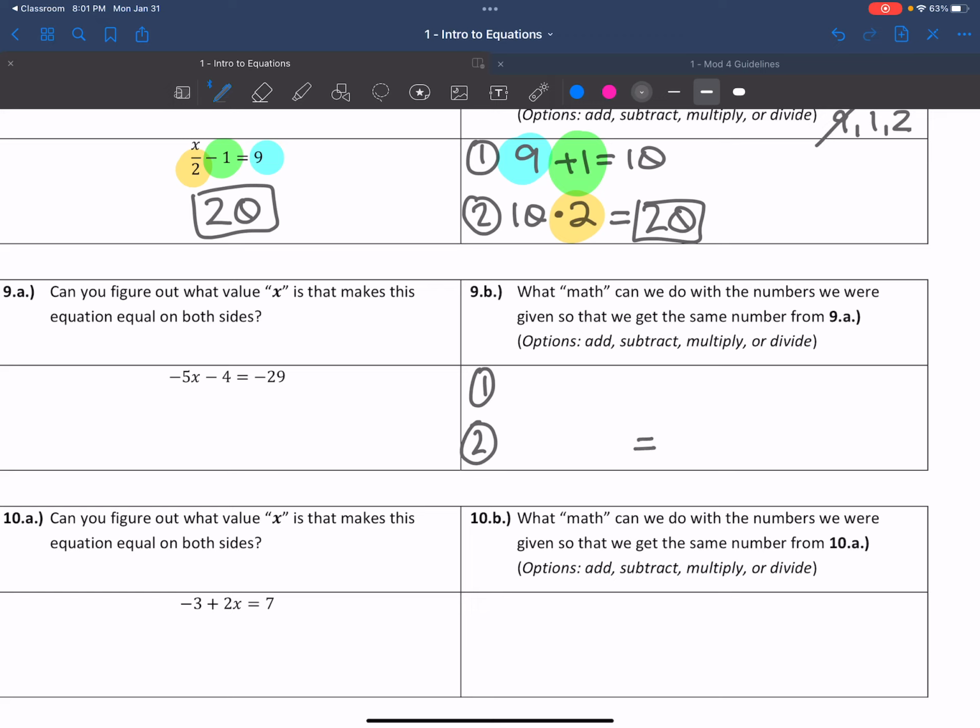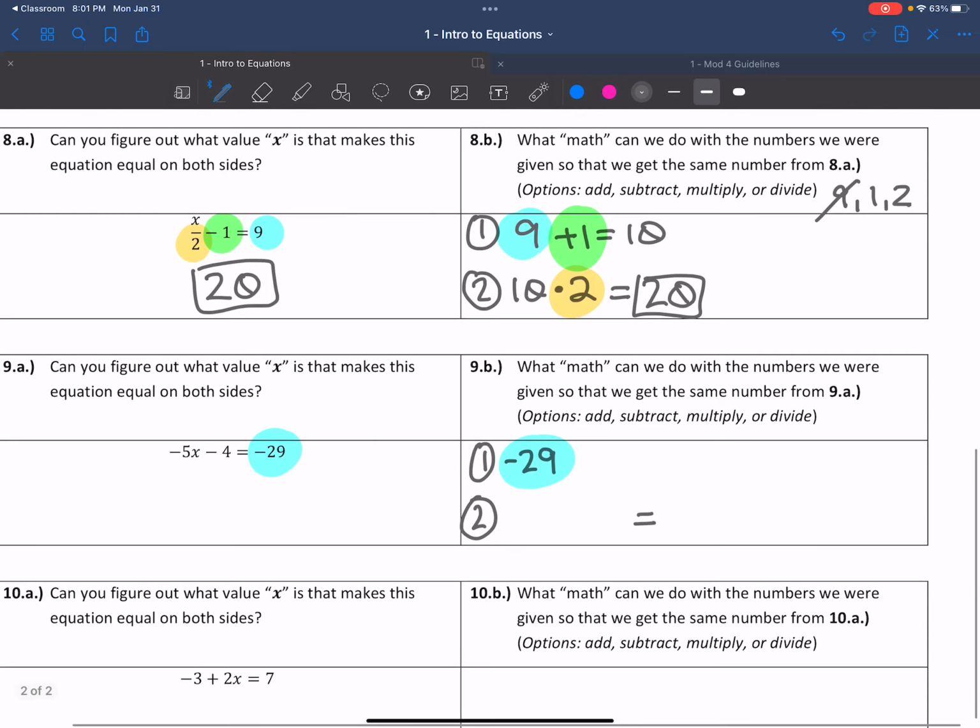That's important. And just like the other problems, let's start with what our equation equals to. What is that? Negative 29. So now we've got to figure out what to do with the others.